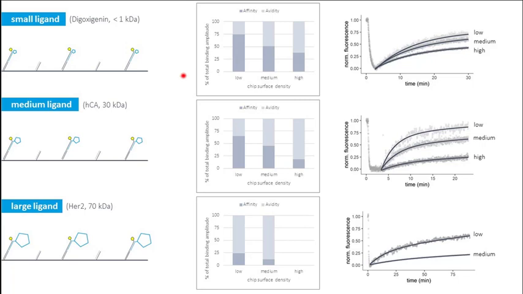For very large targets, such as HER2 with about 70 kilodalton, there is nearly exclusively avidity binding, already at a medium surface density. Here we didn't even have to measure at high surface density because we already got nearly 100% avidity at medium densities.